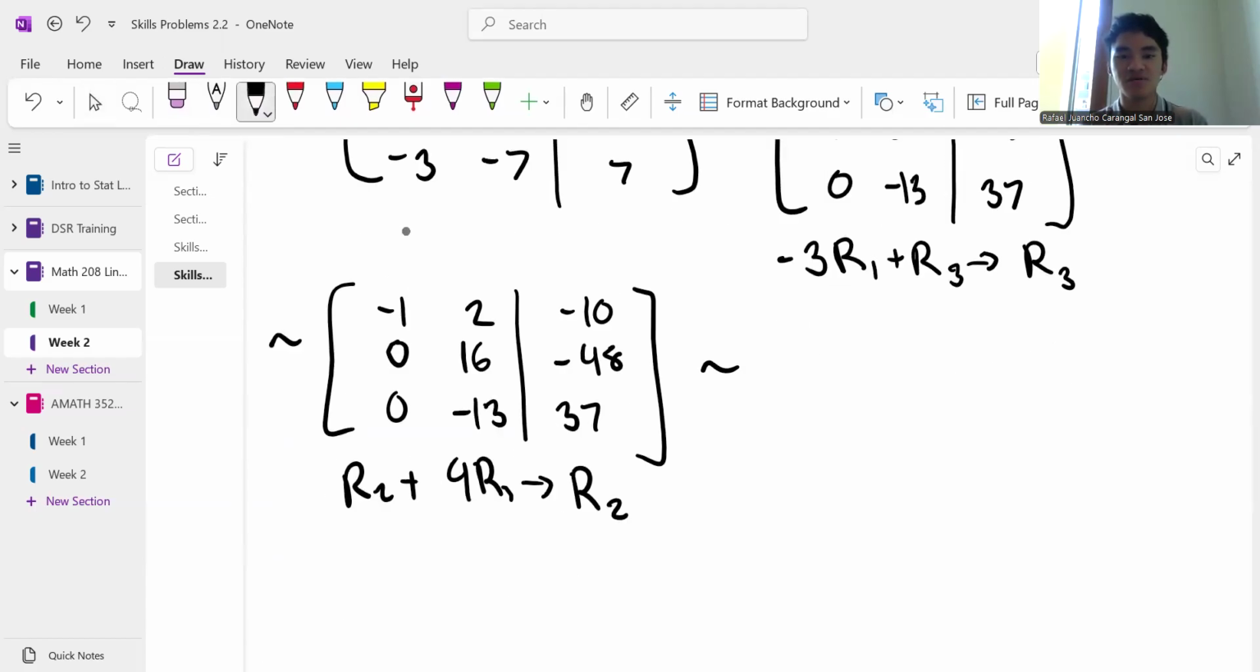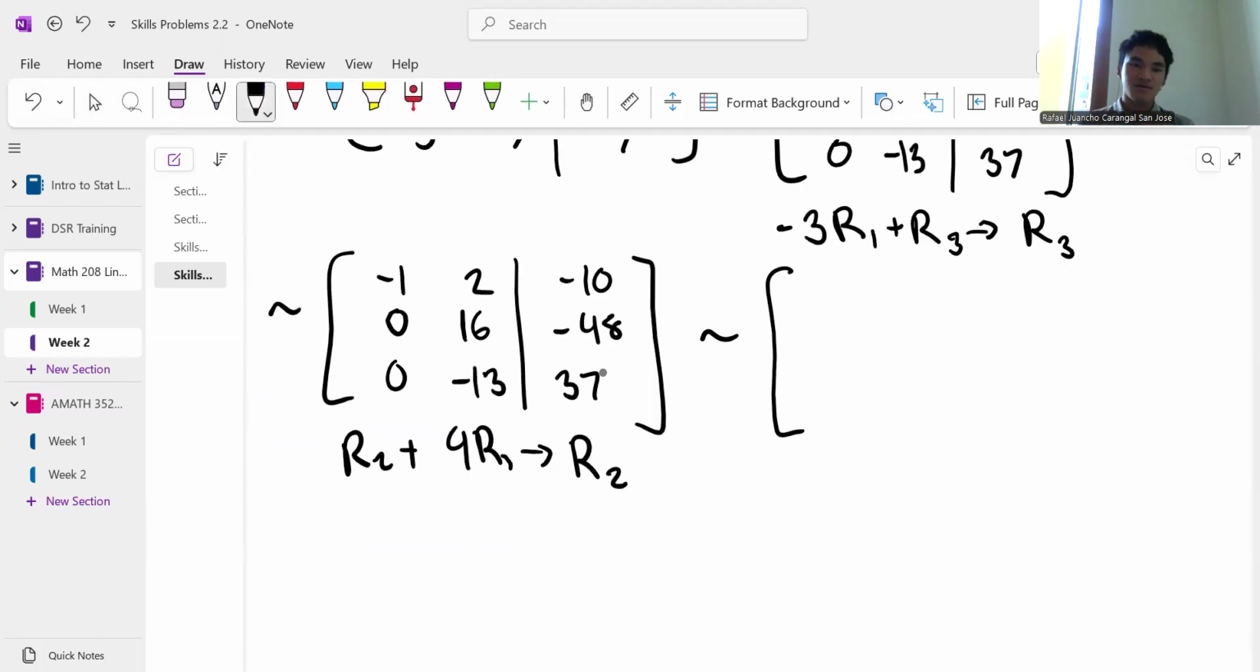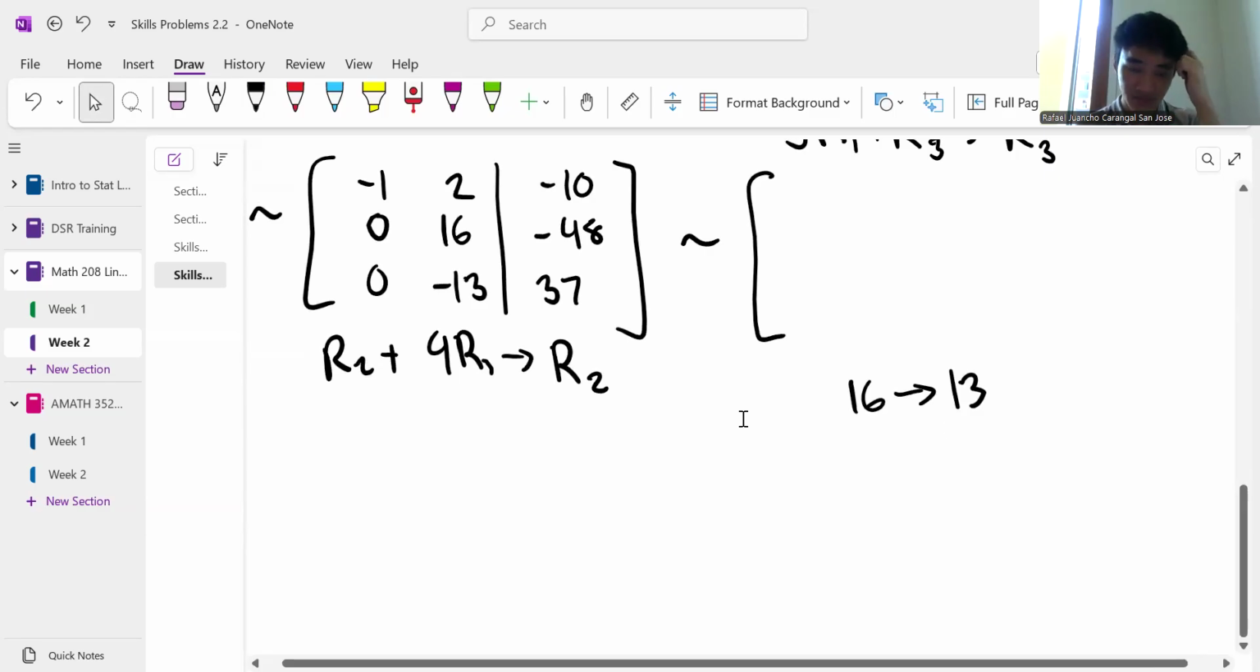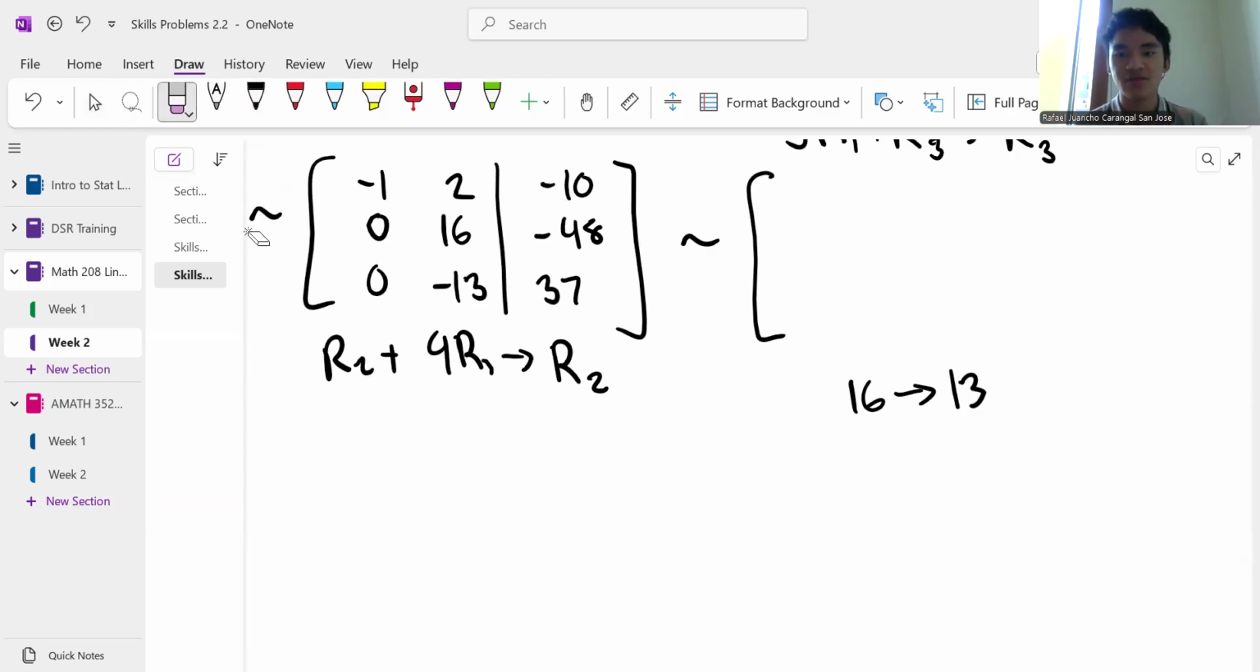And then from here, now I want to get rid of this, make that 0. How do I do that? Well, okay. I could scale this 16, make it 13. Now, there has to be a way to do that, right? And the way to do that is we have to multiply something. So some value, let's call it D, which is equal to 13.